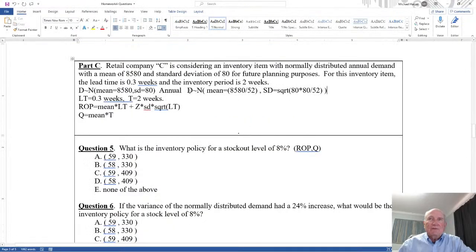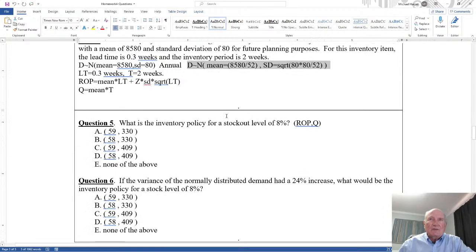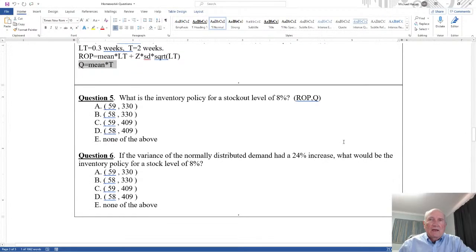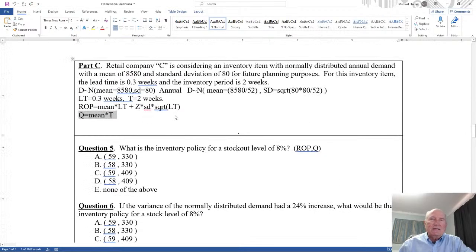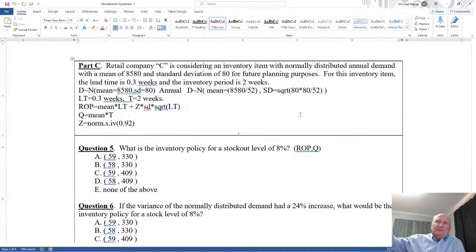Okay, so that's how that's done. So now that we have the mean and standard deviation, we can just go through the equations. Go through this equation for ROP, this equation for Q. And also the Z here for 8%. Hopefully everyone can get that. The Z will be the normal standard inverse of 1 minus 8%, which is 0.92. And that'll give you the Z value because it's cumulative. You want 8% in the tail, this is cumulative. So that's the standard inverse.